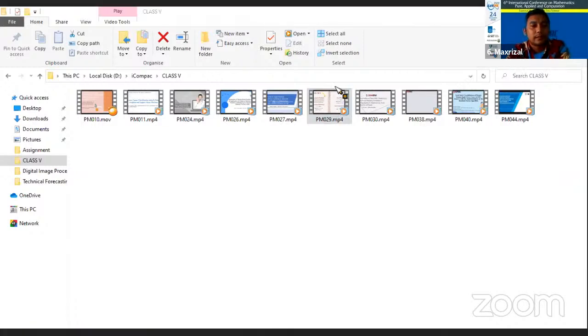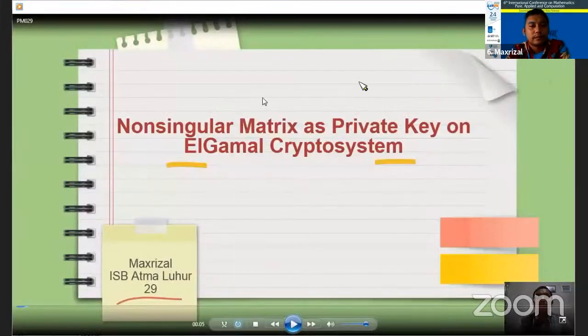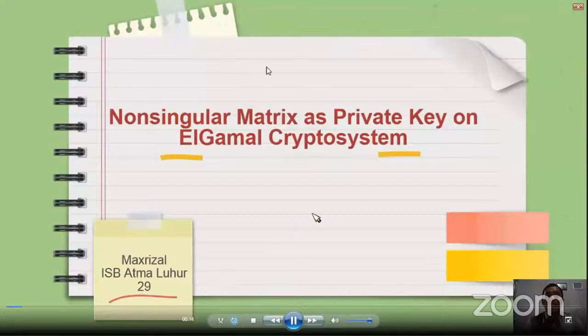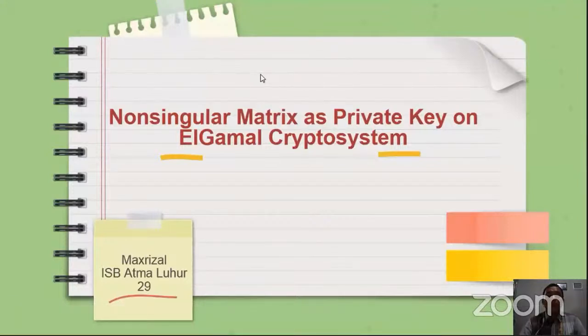Assalamualaikum warahmatullahi wabarakatuh. Okay, let's play. I will present the result of our research entitled Non-Singular Matrix as Private Key on ElGamal Crypto System. My name is Mat Rizal. I am from Institut Sains dan Bisnis Atma Luhur, Pangkal Pinang, Bangka Belitung Province.